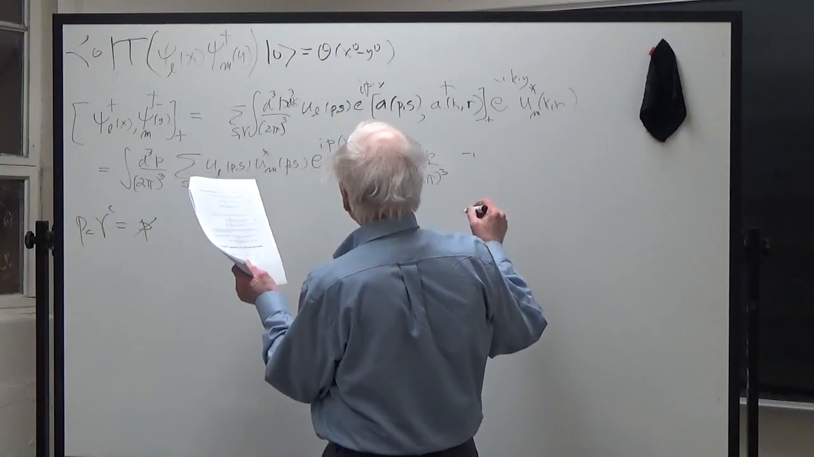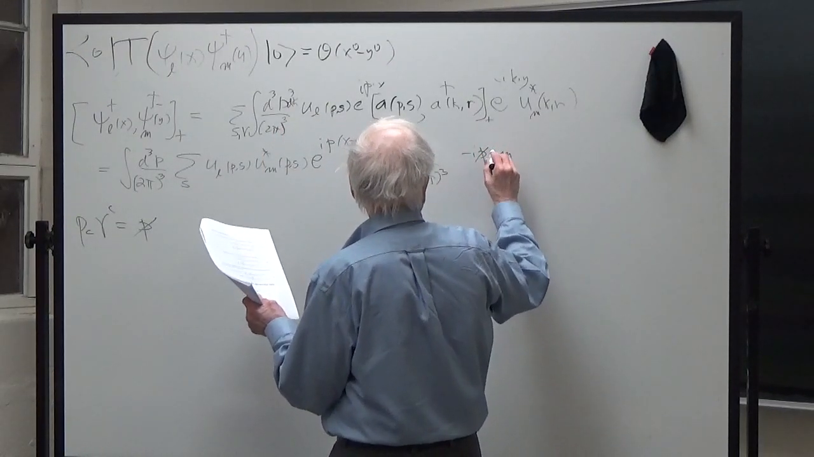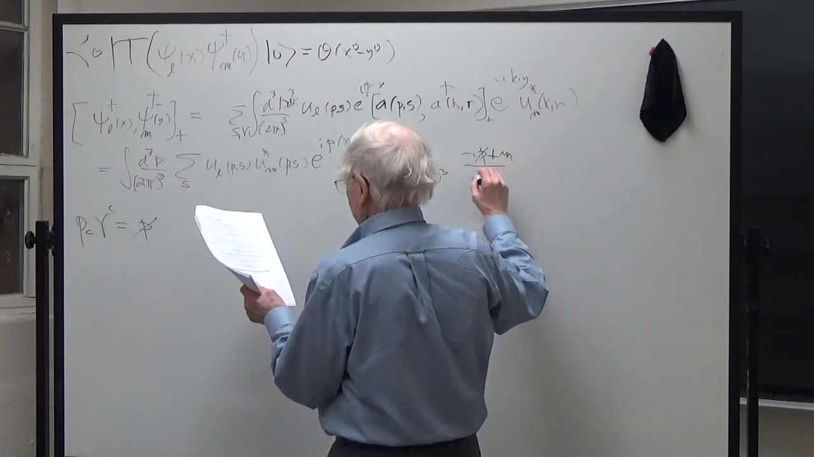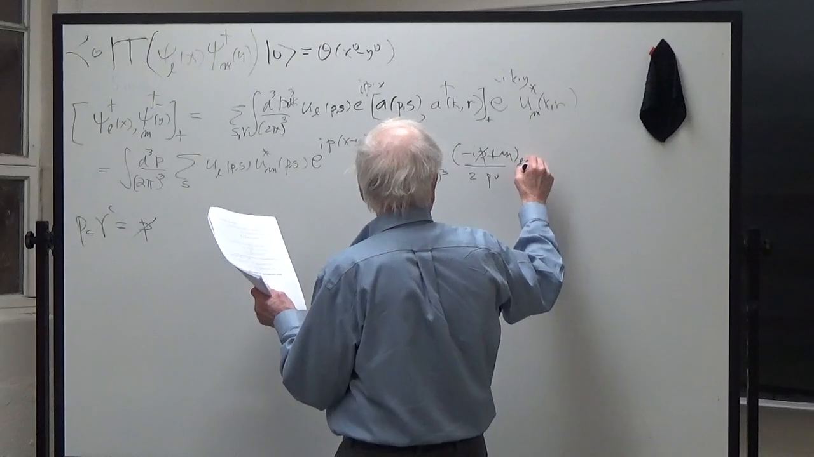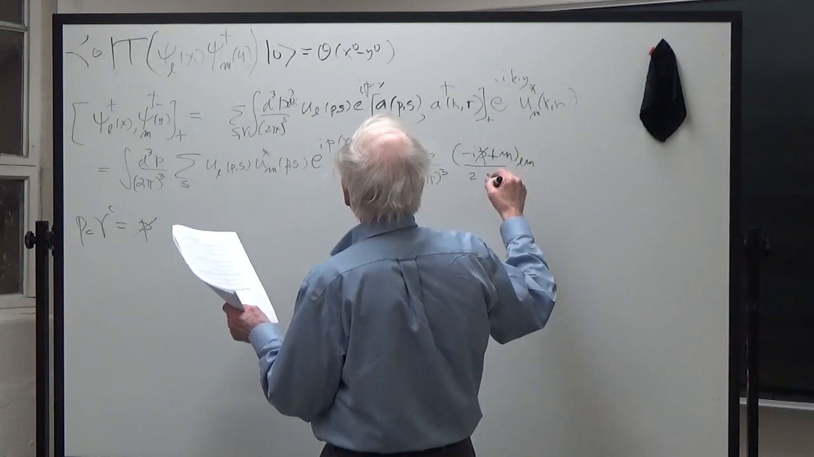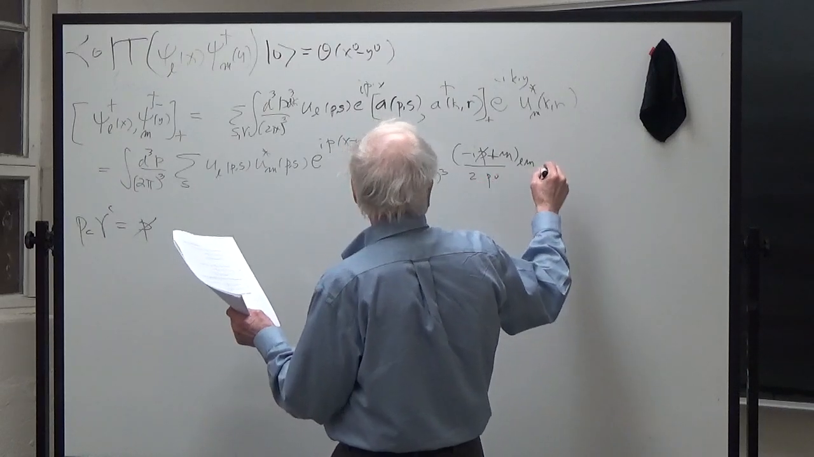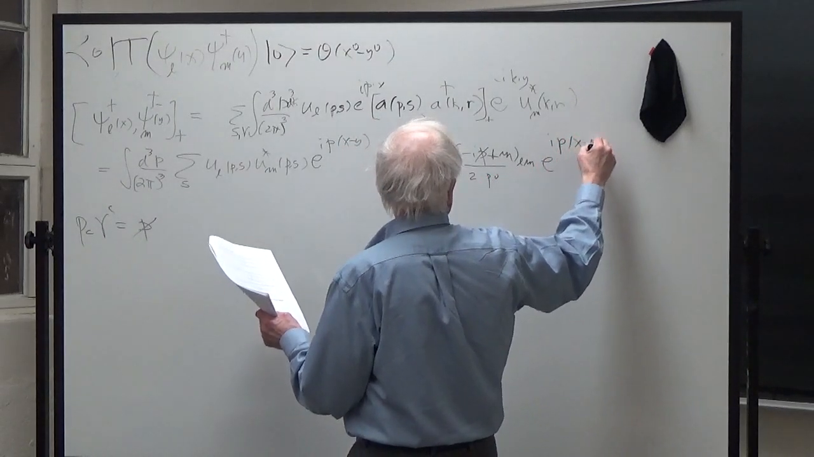So this is minus i p slash plus m over 2p0, L M, e to the i p x minus y.